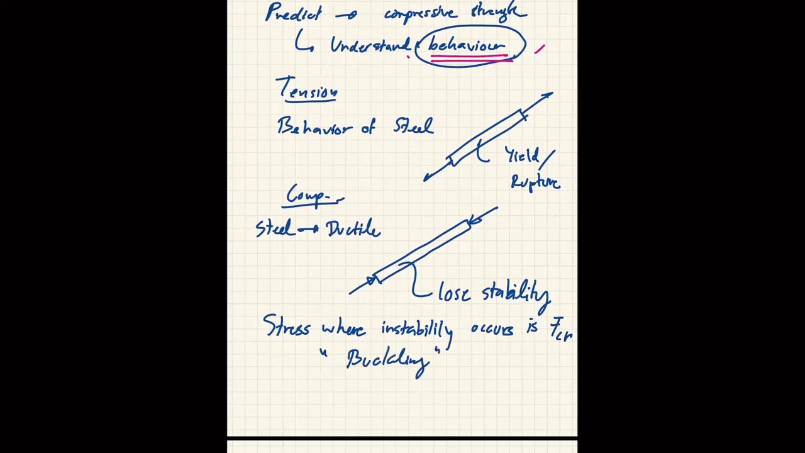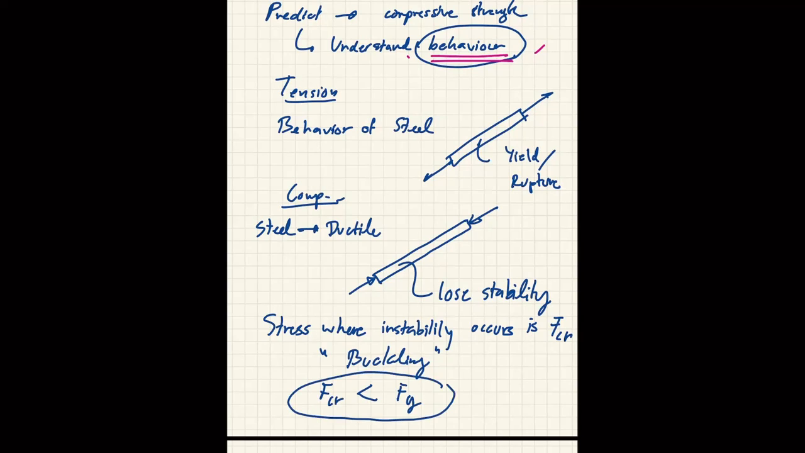And the most important thing is that when it occurs, chances are the stress where instability occurs, or F critical, will not reach Fy. So in order to predict the strength of our compression member, we must understand that steel is a ductile material, therefore it will not be crushed. It will lose stability instead. And when it loses stability, chances are the stress in the material will not reach Fy. So you can see the major difference here.